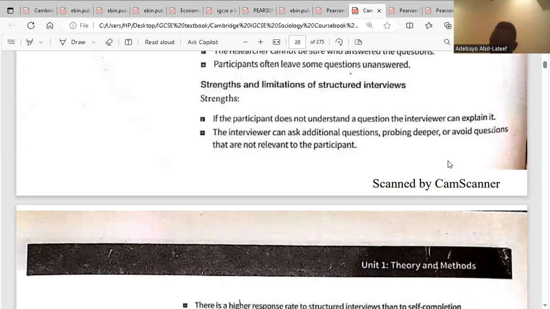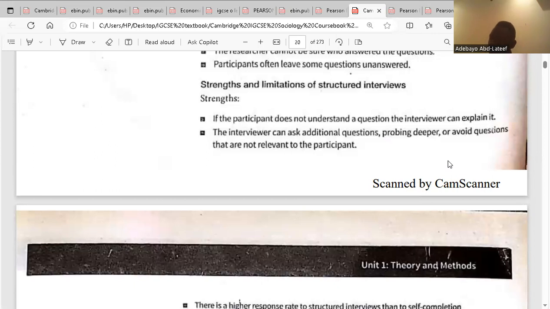Okay. The third one, the response rate is higher than self-completion questionnaires. You get the feedback immediately because you are there. You are there because you need the feedback. And the fourth one, the interviewer may be able to set up a good relationship with the participants. You might have a good rapport with the participants. Yes or no?